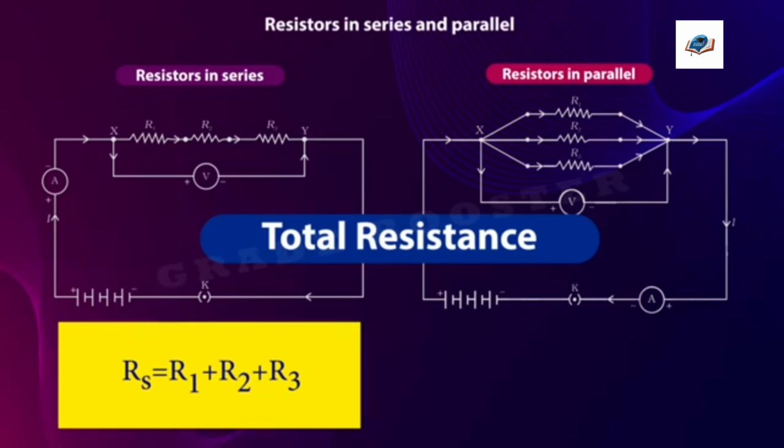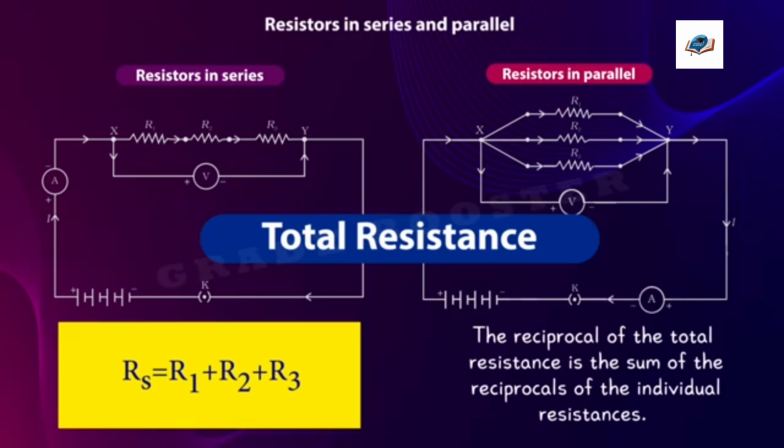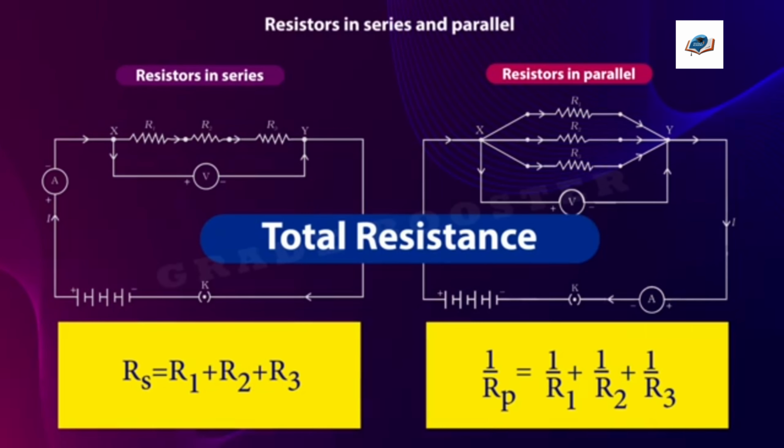In parallel, the reciprocal of the total resistance is the sum of the reciprocals of the individual resistances. 1 by Rp equal to 1 by R1 plus 1 by R2 plus 1 by R3. The total resistance decreases as more resistors are added in parallel.